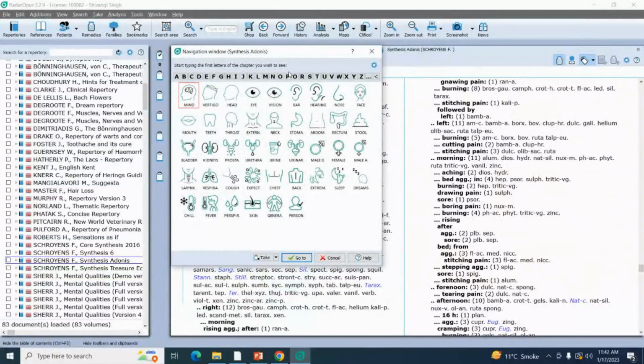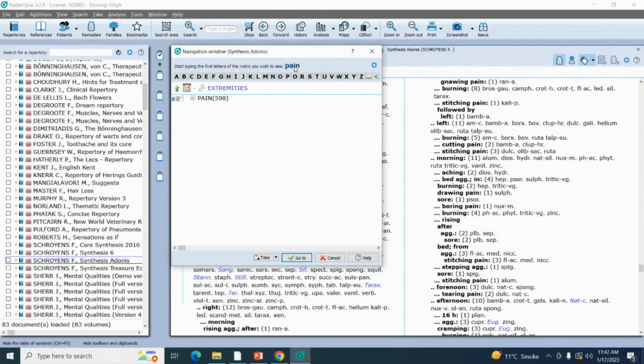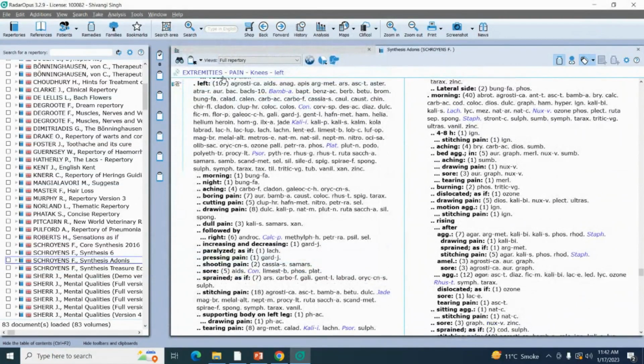The next symptom, my patient is having pain in the left knee. So I'm going to the extremities chapter again. I'm going to type here pain, knees, left. My rubric has opened on my main display screen from the extremities chapter. Pain is my rubric. Knee left are my sub rubric. Now I'm going to add this rubric to my clipboard with the help of my second method, and my second method is the plus button on my keyboard. As soon as I press the plus button, my rubric is added to my clipboard.